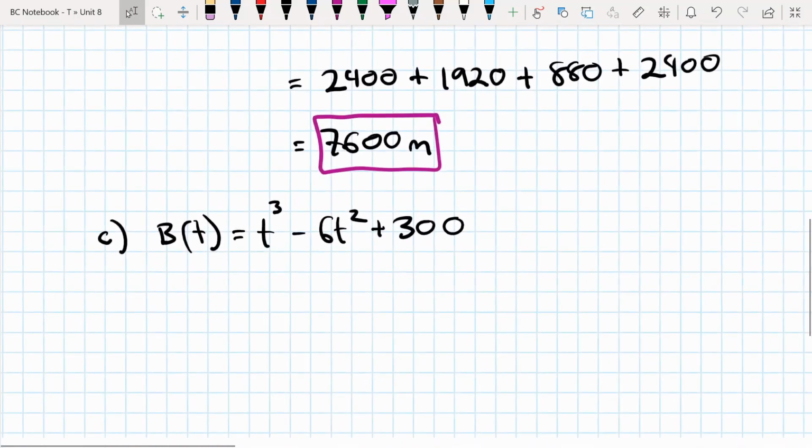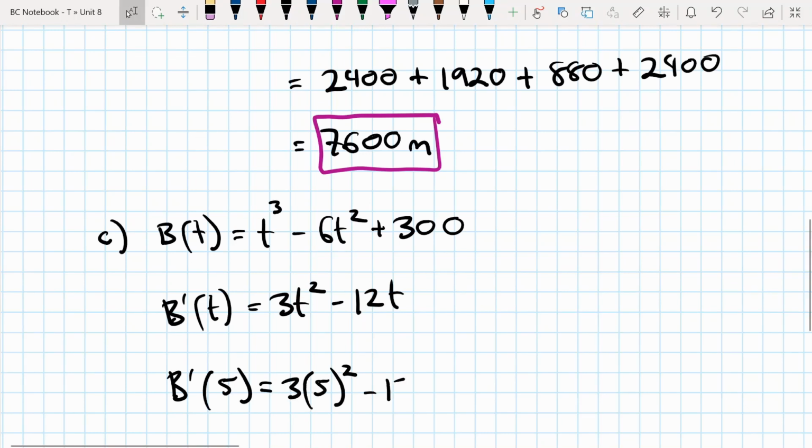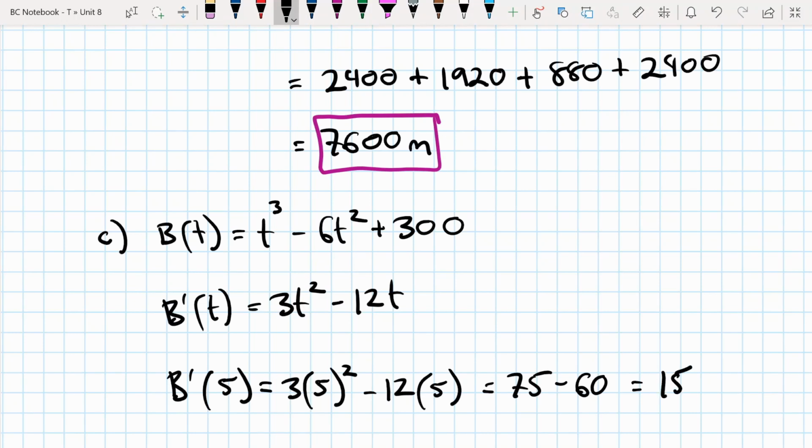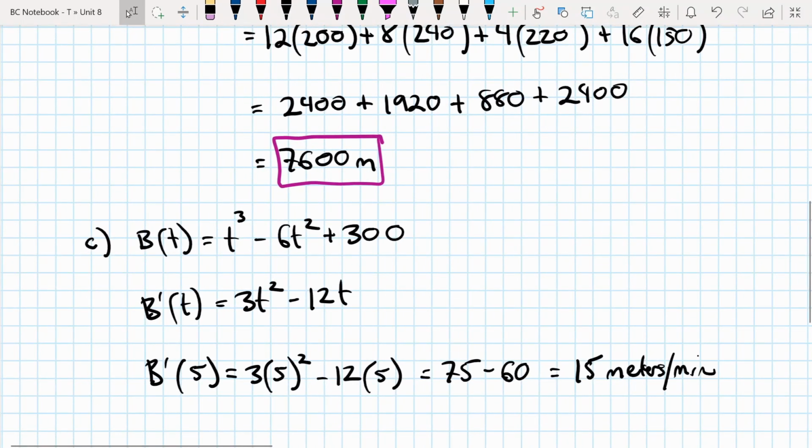And so the acceleration at t equals 5, well, the acceleration function is going to be 3t squared minus 12t. The 300 will go away. Okay, and then the acceleration at t equals 5 is going to be 3 times 5 squared minus 12 times 5. Well, 3 times 25 is 75. 12 times 5 is 60. And so Bob's acceleration at t equals 5 is 15 meters per minute squared.